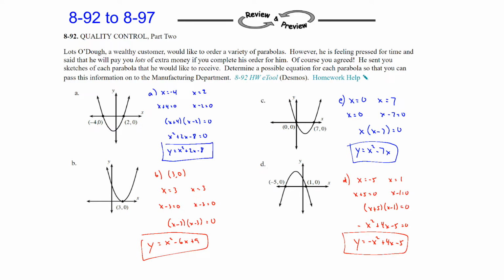And so I just realized I got ahead of myself just a little bit here. We do need it to open down, but the way it's written right now, x squared plus 4x minus 5 would open up. But we need to make sure that negative gets distributed to all of the terms, sorry. So y is equal to negative x squared minus 4x plus 5. And I apologize about that. So once again, that negative needs to go to all of the terms.